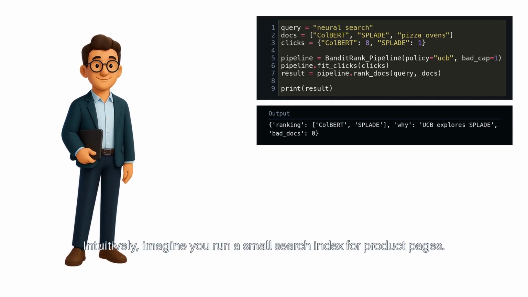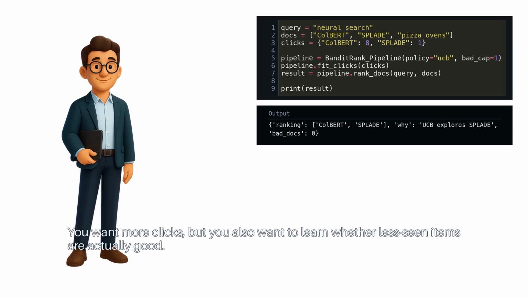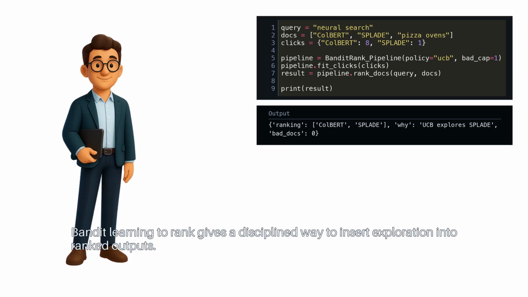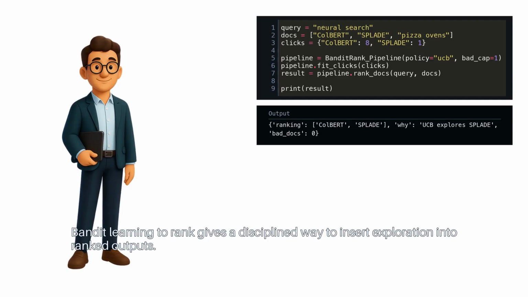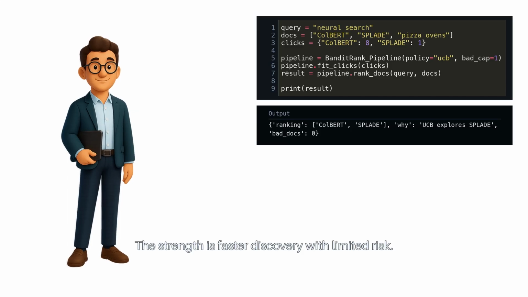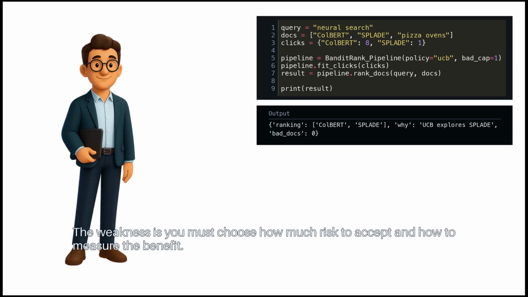Intuitively, imagine you run a small search index for product pages. You want more clicks, but you also want to learn whether less seen items are actually good. Bandit Learning to Rank gives a disciplined way to insert exploration into ranked outputs. The strength is faster discovery with limited risk. The weakness is you must choose how much risk to accept and how to measure the benefit.